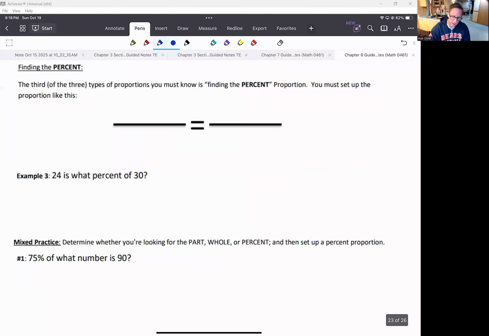All right, and now finding the percent. The third of the three types of proportions you must know is finding the percent. So let's set it up like this. This time the percent is what we don't know, so it's going to be n over 100. And then the other side is always going to be part over base, or the whole.